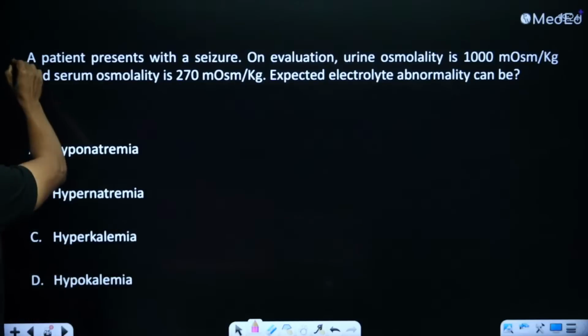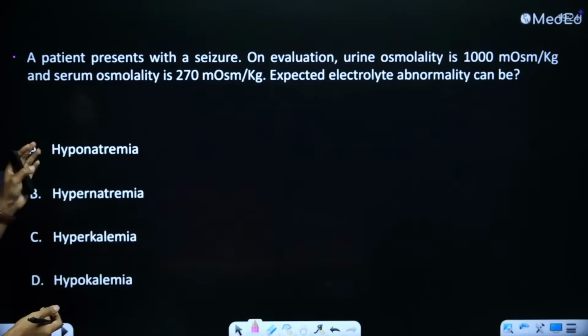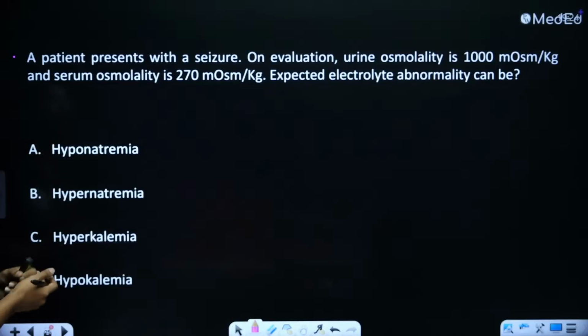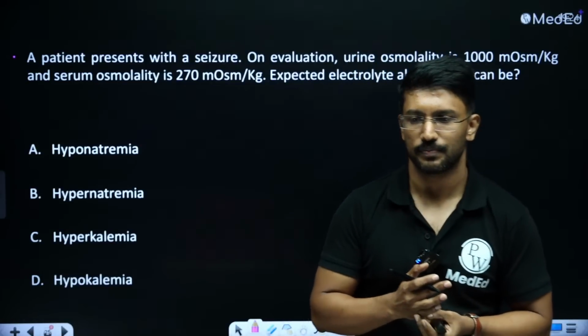Okay. Next, a patient presents with seizure. On evaluation, urine osmolality is 1000 milliosmoles per kg and serum osmolality is 270 milliosmoles per kg. What is the expected electrolyte abnormality?